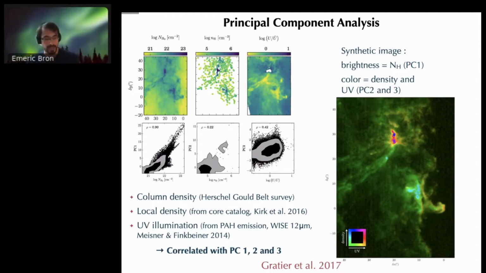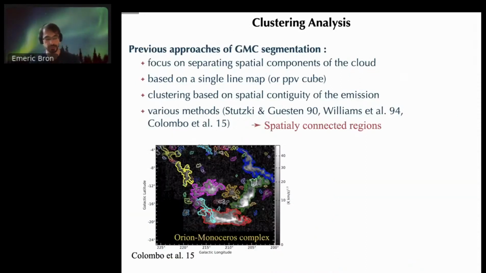So of course, the main drawback of principal component analysis is that if you have nonlinearities in the physics, different physical or chemical regimes, of course, PCA will not capture them and will only give some average result over those different physical and chemical regimes. So we tried to see if we could separate different physical and chemical phases in our GMC map. So I want to emphasize that here what we are trying to do is different from previous approaches of GMC segmentations.